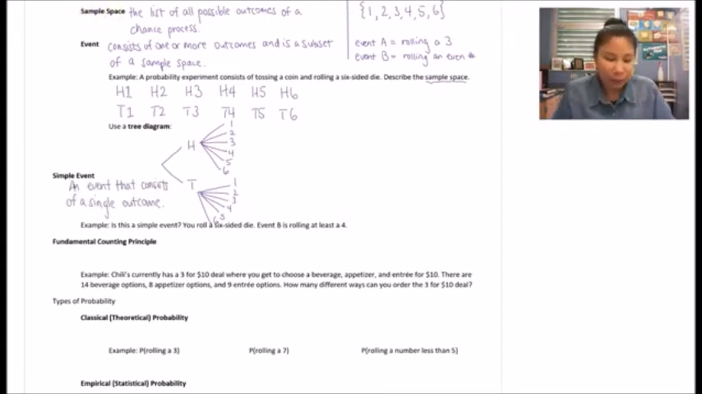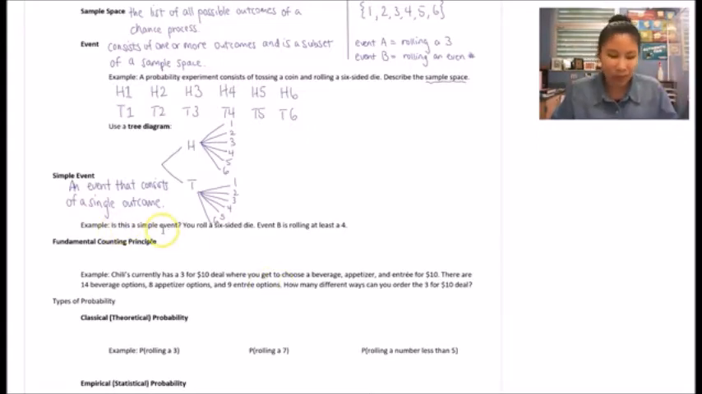Okay, the next vocabulary word is a simple event. So a simple event is just an event that consists of a single outcome. So something like rolling an even number would not be a simple event, because there are 3 different ways for you to do this. You can roll a 2, you can roll a 4, you can roll a 6. So that's not a single event. There's 3 events included in that. So that wouldn't be simple.